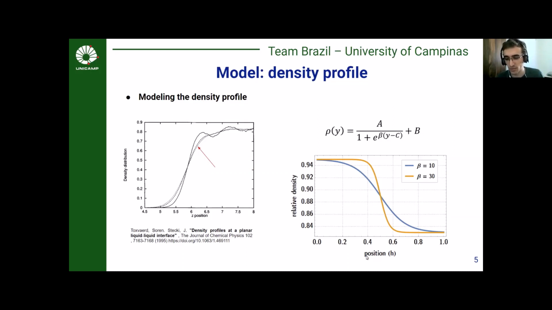Here I'm always plotting position, and pay attention to this, please, as a fraction of the height of the liquid column. So we fit A and B in order to adjust these extremes, and we fit C to displace the equilibrium position between the two liquids, and beta will control the stiffness of the distribution. Usually we will adjust that as a best fit to our parameters.